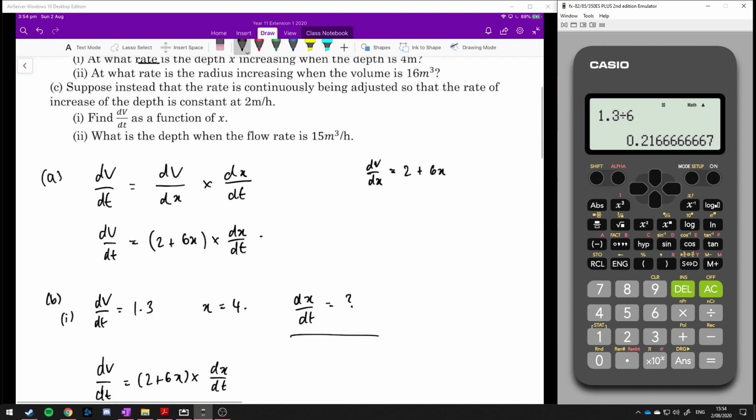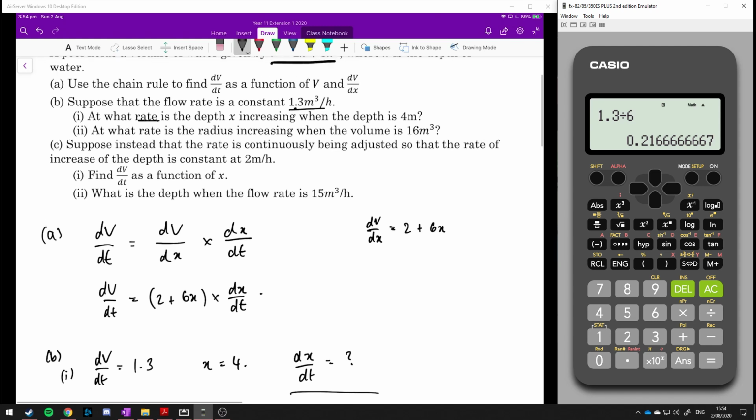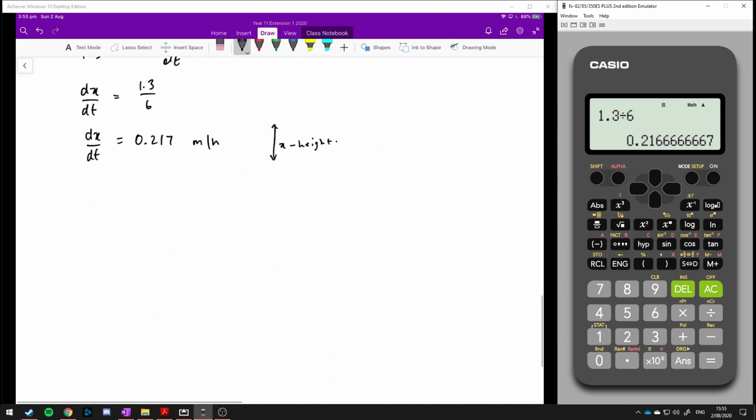So let's come back up and we'll come to question C. So suppose instead that the rate is continuously being adjusted so that the rate of the increase of the depth is a constant at 2 meters per hour. So this time the dx dt, because it's a constant, this is the height with respect to t, is equal to 2. So down here for C, I'm going to quickly write down dx dt is equal to 2.